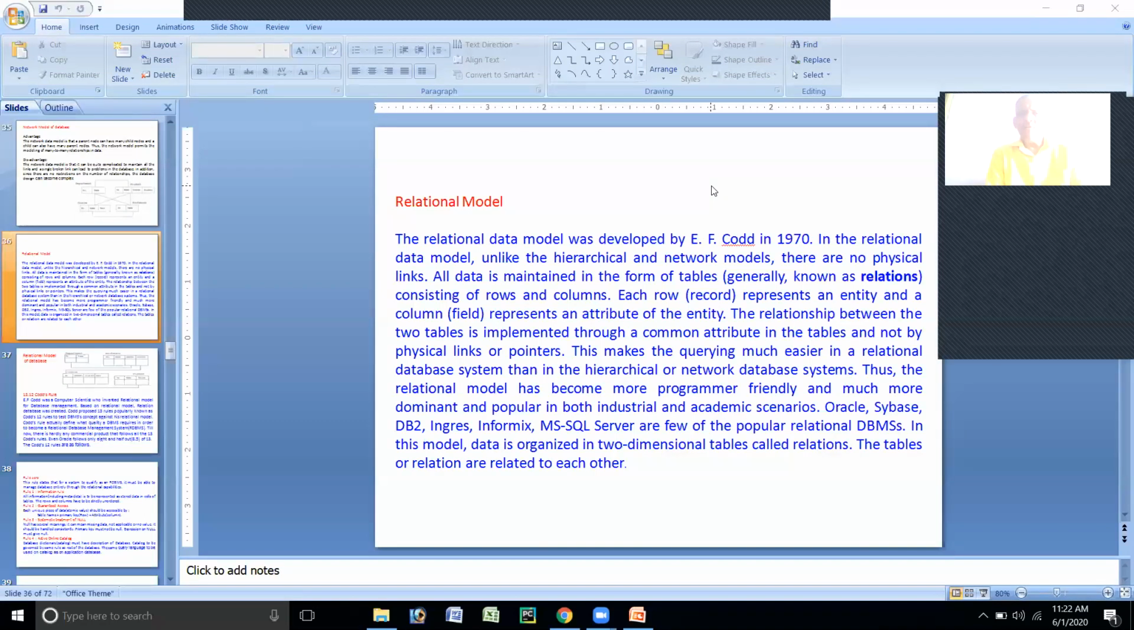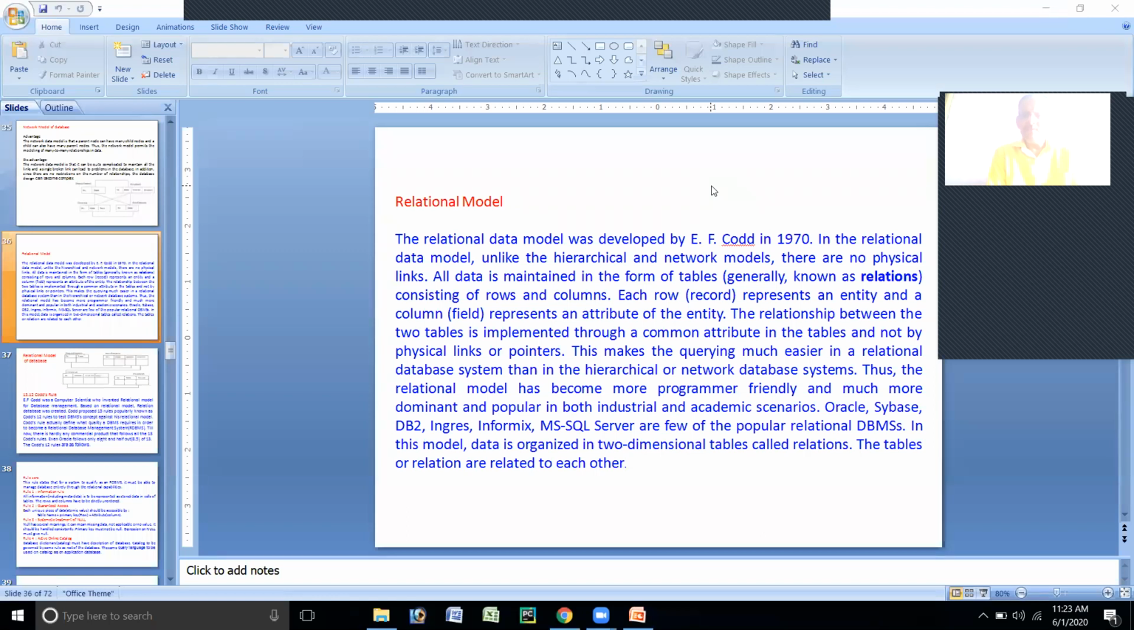In the relational data model, unlike the hierarchical and network models, there are no physical links. In both those cases, we used physical links to connect one record to another record or one node to another node. Just now we discussed that link is the drawback of the network model. That's why in this model, that is avoided. There is no physical link between the nodes here. Is it clear, this main point?